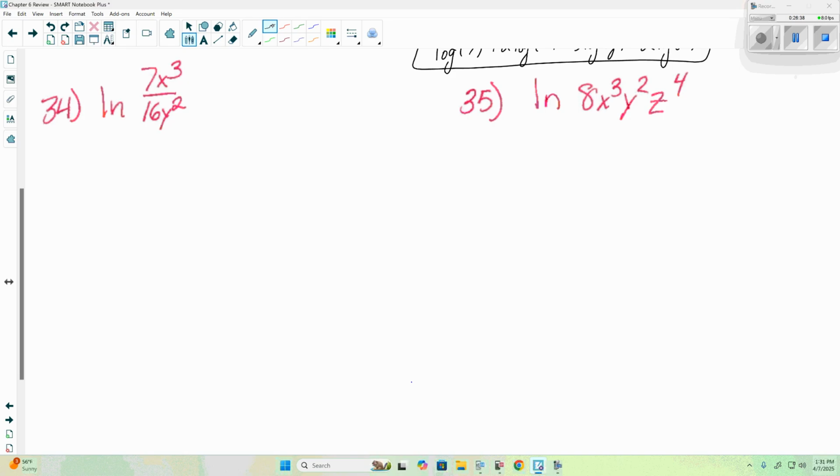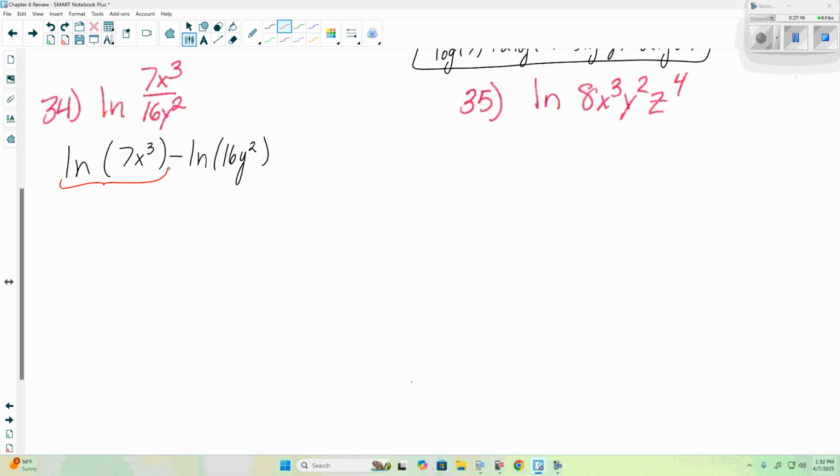So when we look at 34, the natural log of 7x cubed over 16y squared, we still start with our quotient. For us here, instead of writing log, we're going to write the natural log of 7x cubed minus the natural log of 16y squared. Natural log of the top minus the natural log of the bottom. First one.